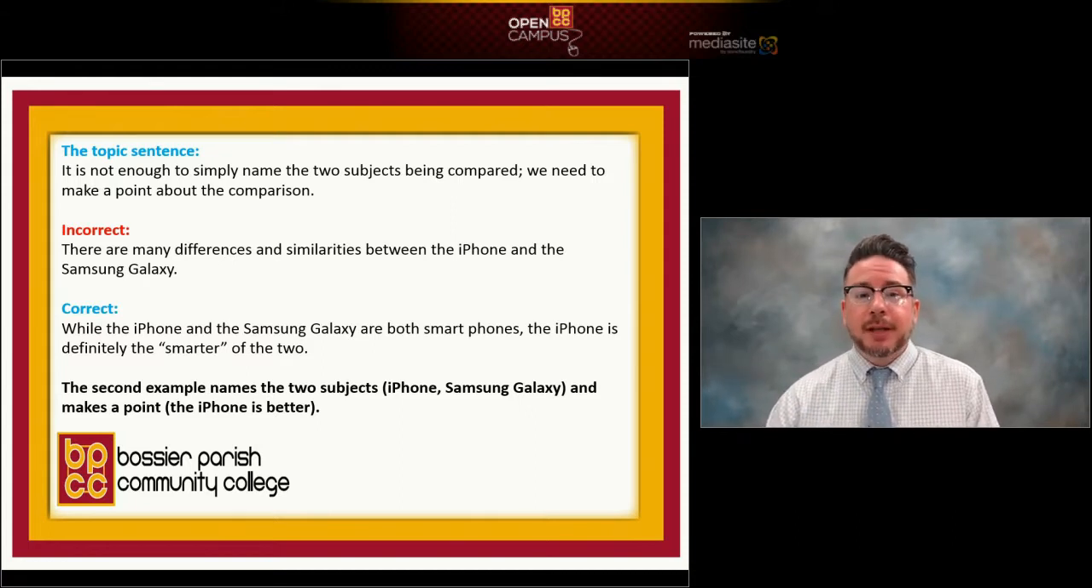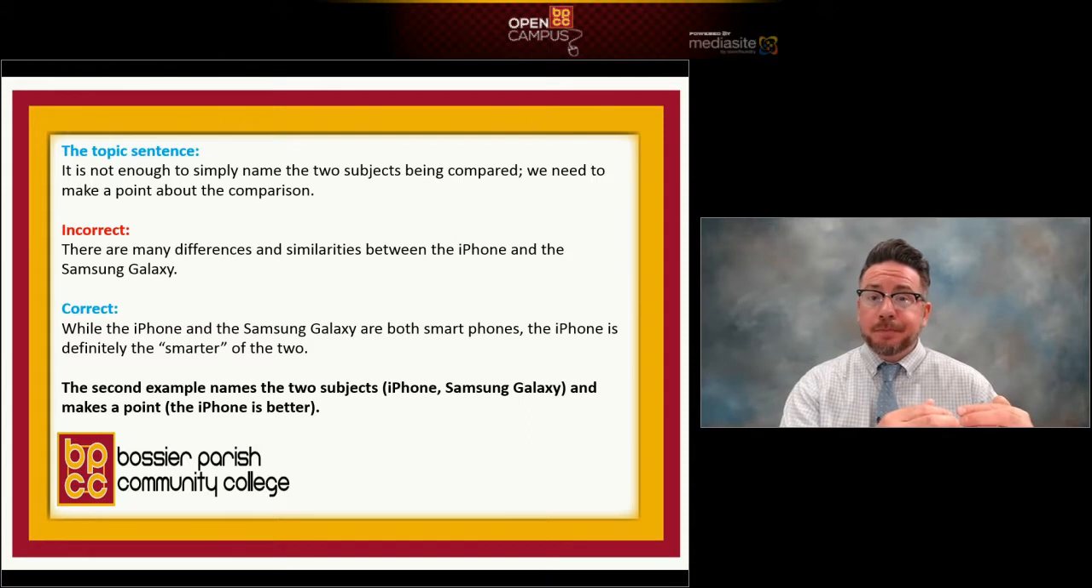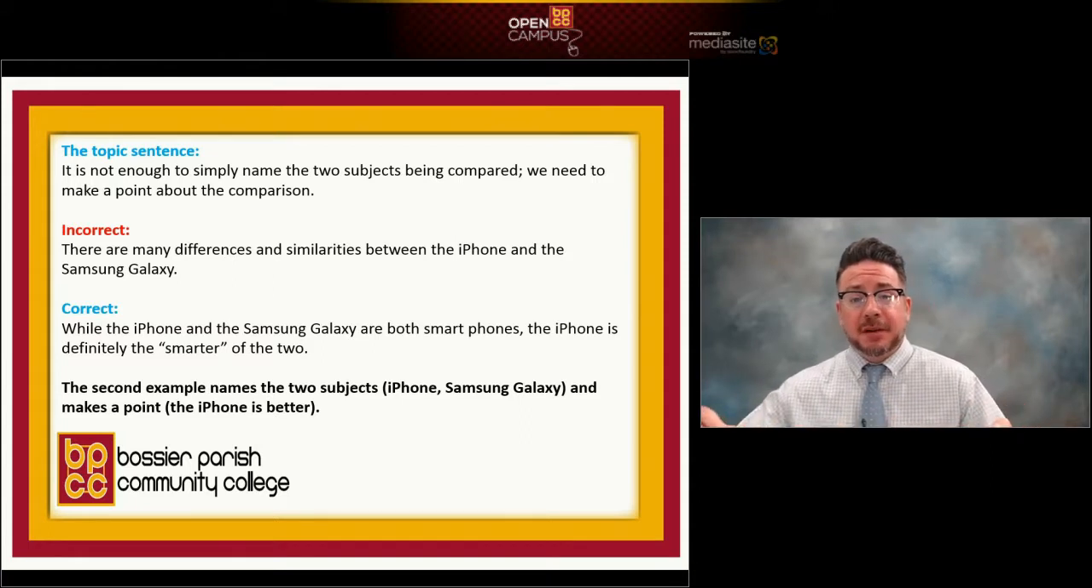First of all, how do we write a topic sentence? Well, it's important to keep in mind that it's not enough to simply name the two subjects being compared. Remember back in the module when we talked about what makes a good topic sentence, we said that every topic sentence has to have two parts: a limited topic, which is what the paragraph is about, and then an idea or attitude that we're trying to convey about that topic. So you need the two subjects being compared, and then we also need some point about that comparison.